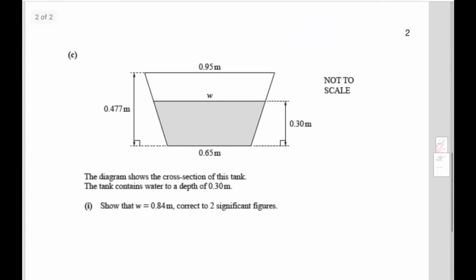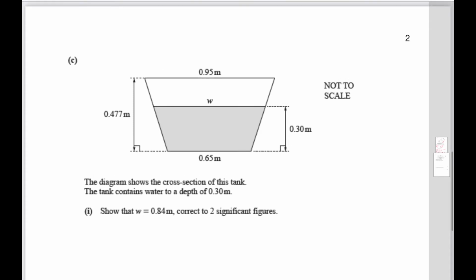Okay. The next part says the diagram shows the cross section of this tank. The tank contains water to a depth of 0.3 meters. Part 1 says show that W equals 0.84, correct to two significant figures. So we have to find the length of this line, this W line.